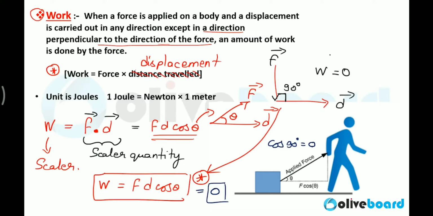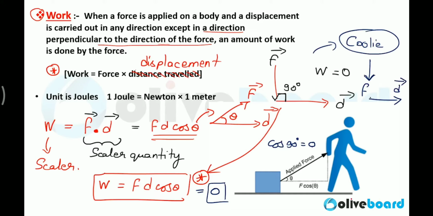Clear? And the very famous example is a coolie carrying a weight. A coolie carrying a weight is an example of 0 work done, because the coolie carries the weight on his head, so the weight applies force in the downward direction and the coolie moves in the forward direction. So displacement is, let's say, horizontal to the right, and force is downward. What is the angle between force and displacement? It is 90 degrees. When a coolie carries a weight in railway stations, the coolie always does 0 work. Please remember this, and I hope it is now clear what work done is and what the formula for it is.